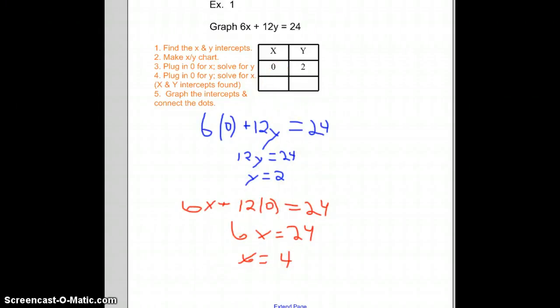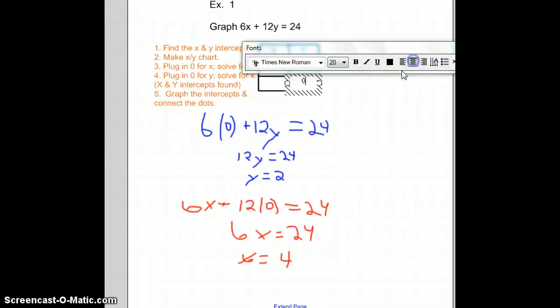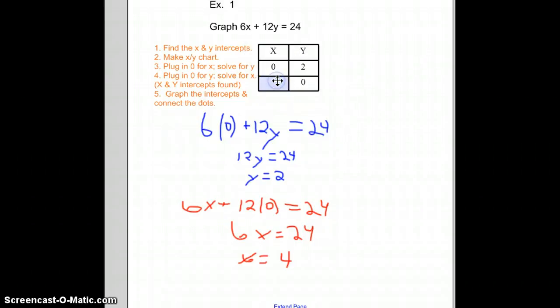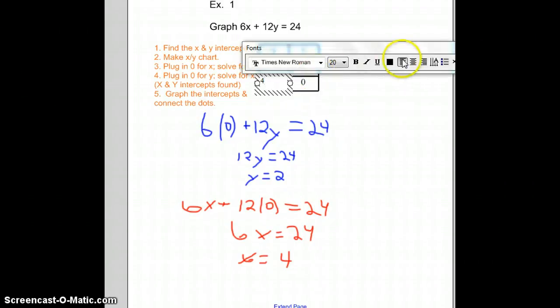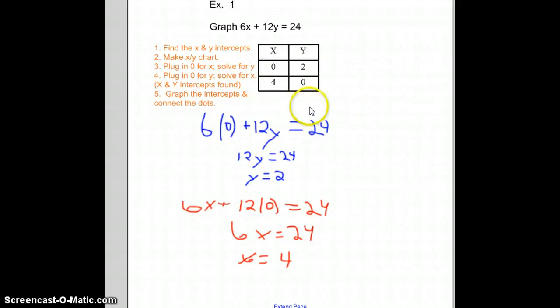So we plugged in 0 for y and we got 4 for x. If you look here, we've essentially just found our x and y intercepts. When x is 0, our y-intercept is 2. When y is 0, x is 4. So these are our intercepts right here, y-intercept and x-intercept. And now all we're going to do is graph these intercepts and connect the dots.